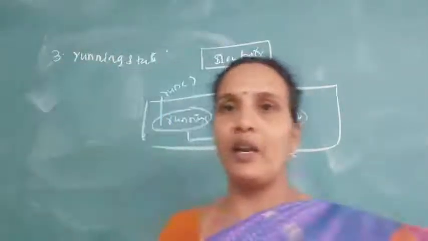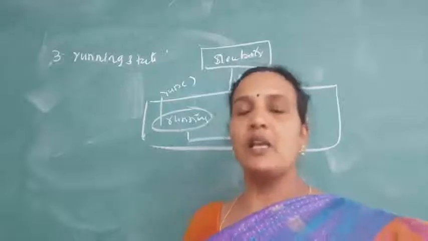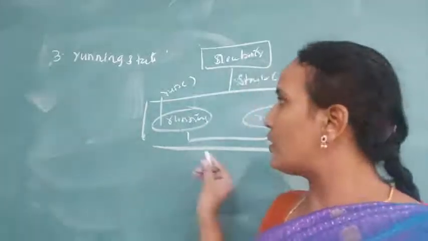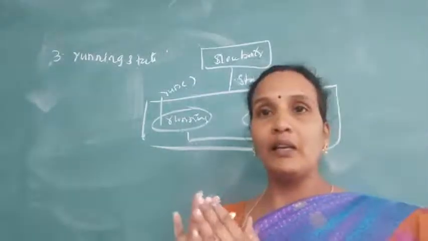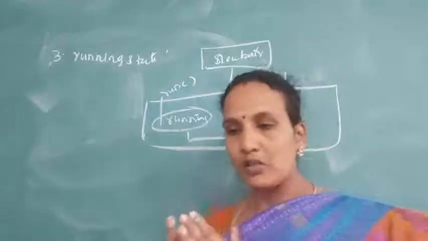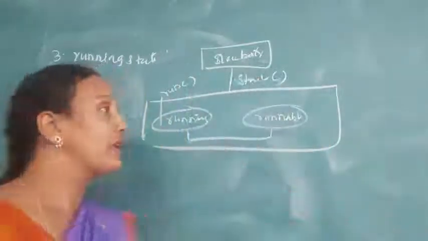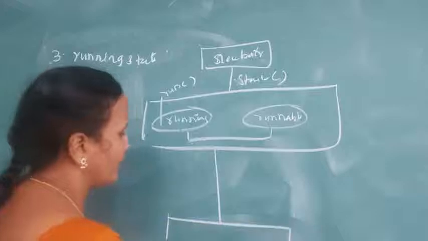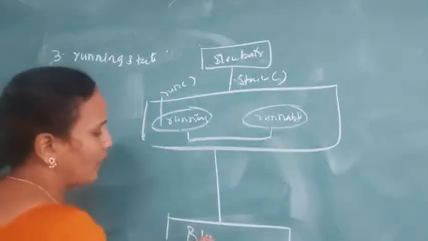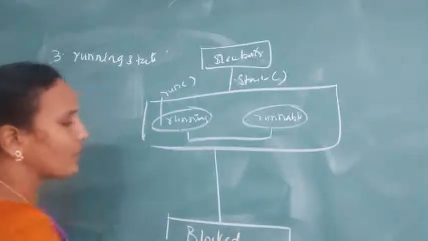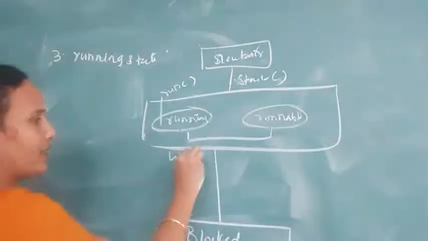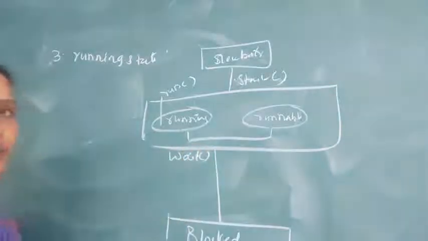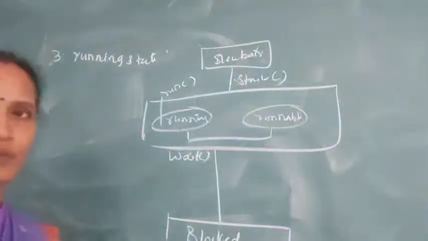The thread is running, and in the program itself, it needs some values, some input from a user. Then what happens? The thread is waiting for the input, no? So the thread is not in a running state; it will be in a blocked state. The next one is blocked state. Okay, it needs some input. It needs to wait for some input value from a user.